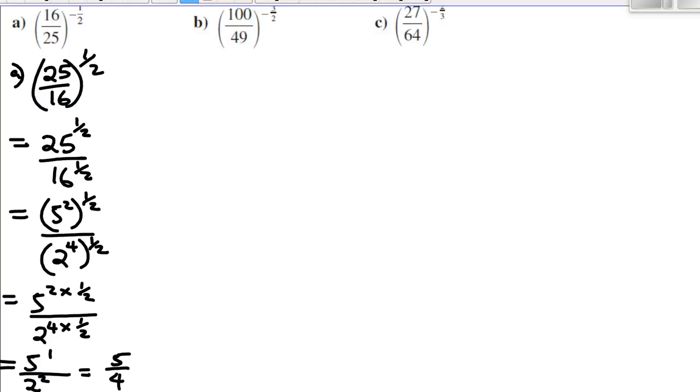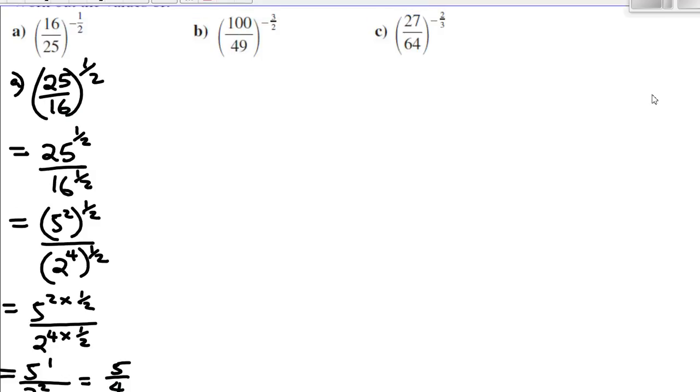Okay, next question. The first step is, again, to swap the numerator and denominator. That will help us to get rid of the negative power. So this will be equal to 49 over 100 to the power of 3 over 2. And everything in the bracket is to the power of 3 over 2.